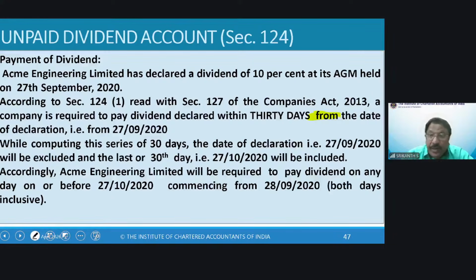28, 29, 30. 3 days in September, right? Balance 27 days in October. 30 minus 3, 27. Balance 27. So 27/10 is the due date. On or before 27/10, you have to pay the dividend, right, sir? That 27th will be included. So you have to pay within the period commencing from 28/9, 2020 to 27/10, 2020.